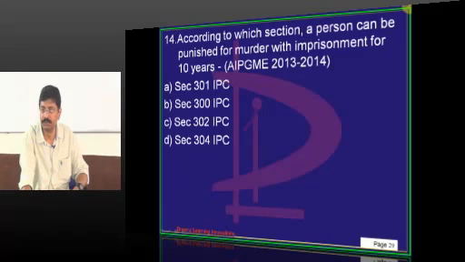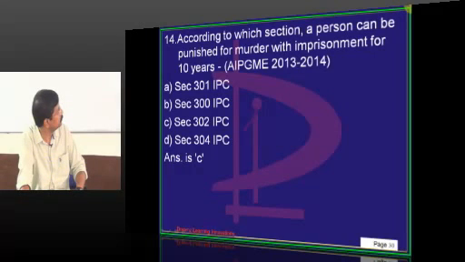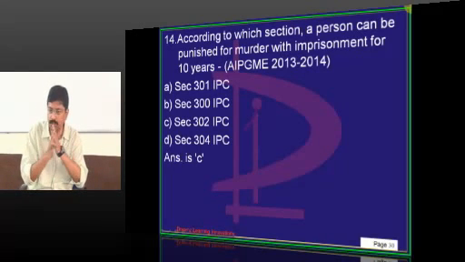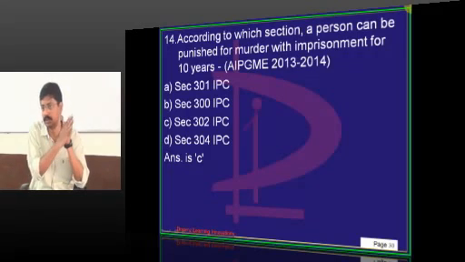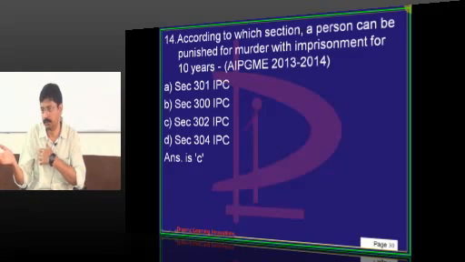304 is culpable homicide not amounting to murder, and the punishment is also included in that. And 302 is punishment for murder. For 304, you may be getting confused because 304 is culpable homicide not amounting to murder, but the punishment is not so severe, not 10 years. It will be very limited, 2 years, depending upon the circumstances, whether there is a rash and negligent act or whether there is negligence on the part of the offender.